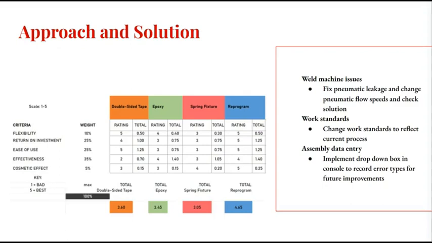For approaching solutions, there were three main issues that we focused on. The first and main issue was the weld machine issues. From here, we found that there were multiple pneumatic leakages, and after fixing those and changing the pneumatic flow speeds, we were able to fix the main issue. From there, we also looked at work standards, and after talking to the employees and verifying the current standards, we were able to modify the work standards to more reflect what the current process is. And lastly is the assembly data entry, which is a recommendation to implement a dropdown that will allow us to collect more data on the errors within the assembly for future fixes.